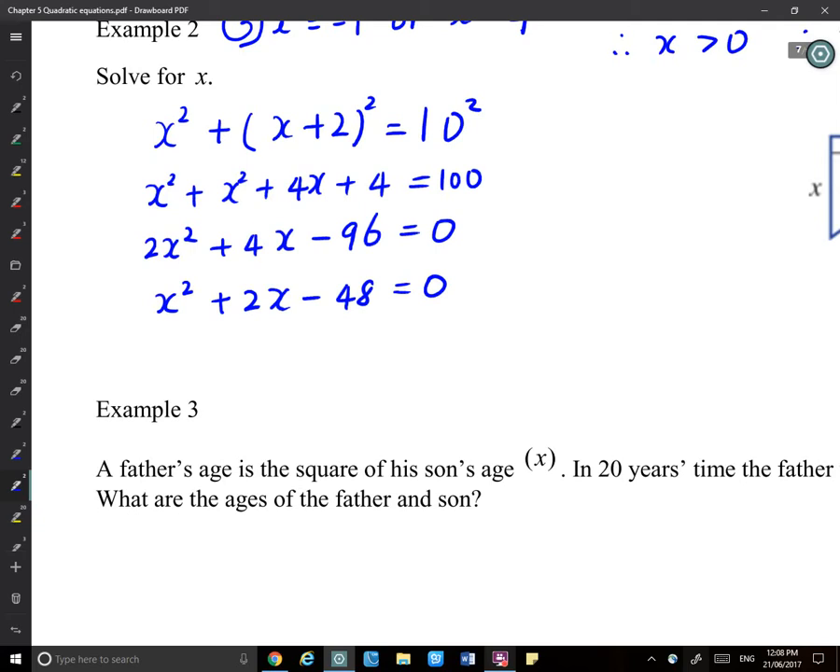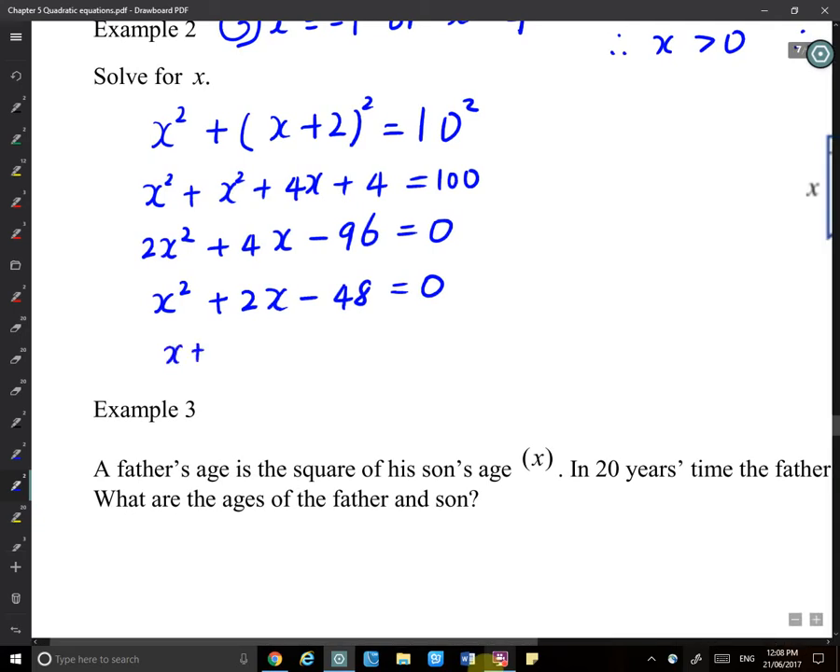How can we factorize that? 8 and negative 6, because I need a positive 2. So (x plus 8) and (x minus 6). Minus 6 and 8 give you minus 48. So x equals minus 8 or x equals 6.